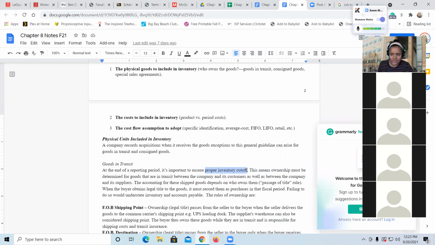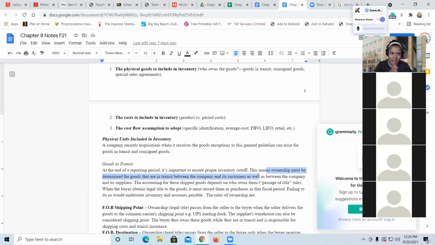Again, a very fancy way of saying, make sure that you are only including in the inventory the things that belong to the company, that you're not mixing things up. So you have to determine ownership of the goods in transit. There's only two parties that could own it. It's either the company owns the inventory or the customer owns the inventory. That's it, right? Well, I mean, on that side of the transaction. And then there's obviously also the company and the supplier.